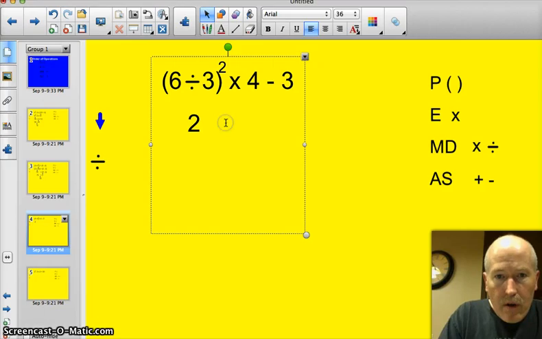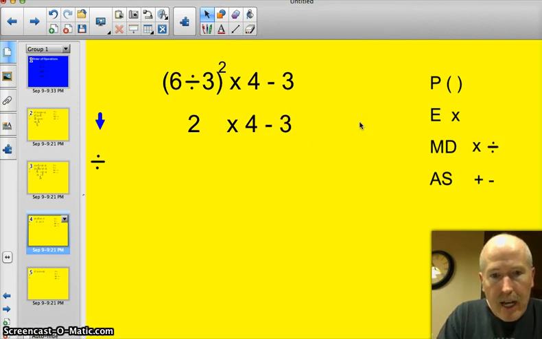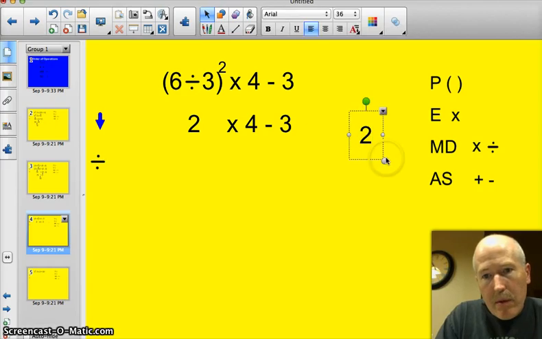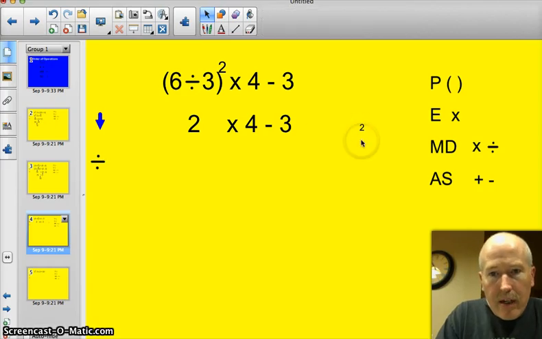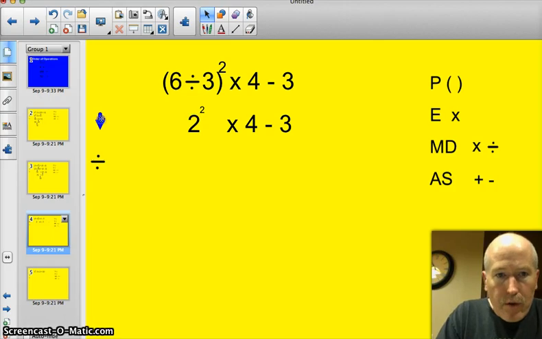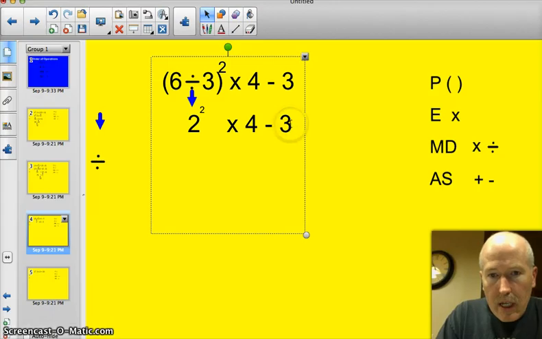Now I have to put that exponent in there, but 2 times 4 minus 3. Notice how I just copy everything down. And let me make my exponent and stick that guy in there. So I just solved this one first, the 6 divided by 3. Now I have to go to the exponent, which is right here. So let's get the exponent solved.